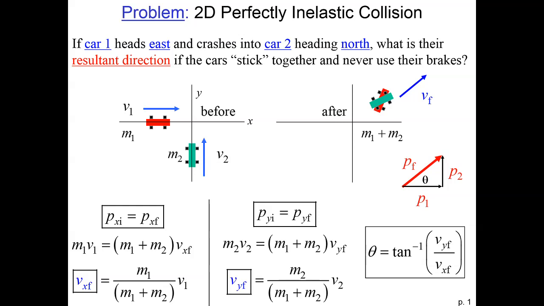So it should make sense that if car 2 is either much more massive or traveling at a larger speed, then the resulting collision will move in a direction closer to north, while if car 1 is going faster or is more massive, so it has more momentum, then the collision will be closer to traveling east.